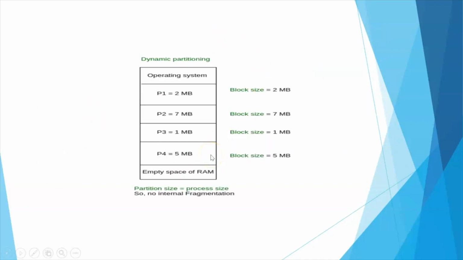This is the example of variable size partition. Here we have a process P1 of 2 MB. So the RAM is divided with a block size of 2 MB. Then process P2 of 7 MB, then block size is 7 MB. Then P3 of 1 MB, the block size is 1 MB. P4 of 5 MB, and the block size is 5 MB. So the RAM is divided according to the process's need at runtime.